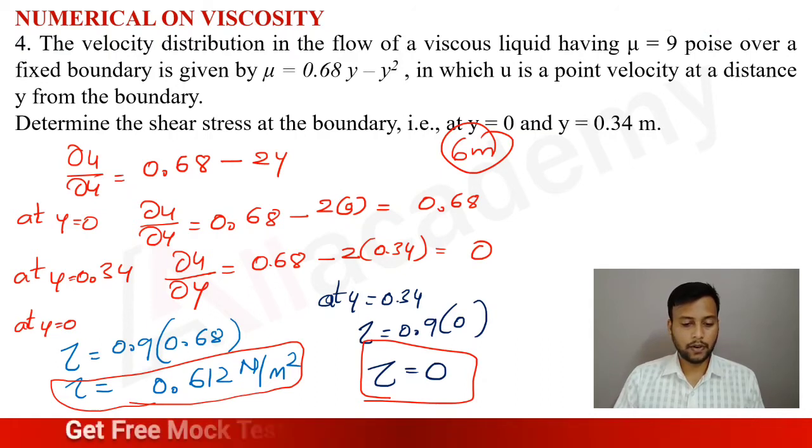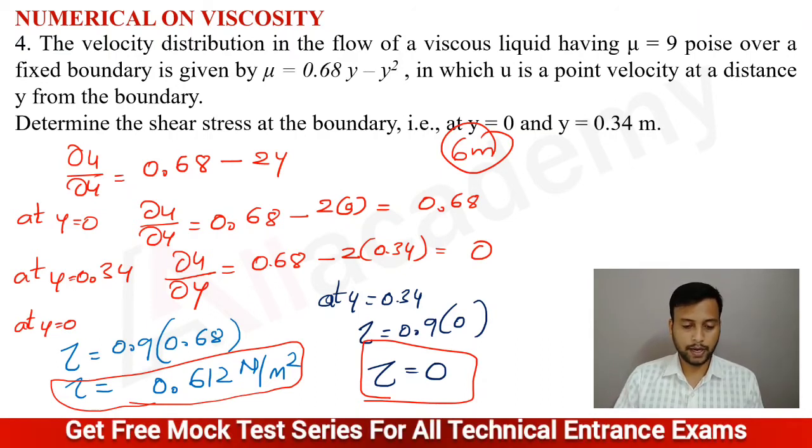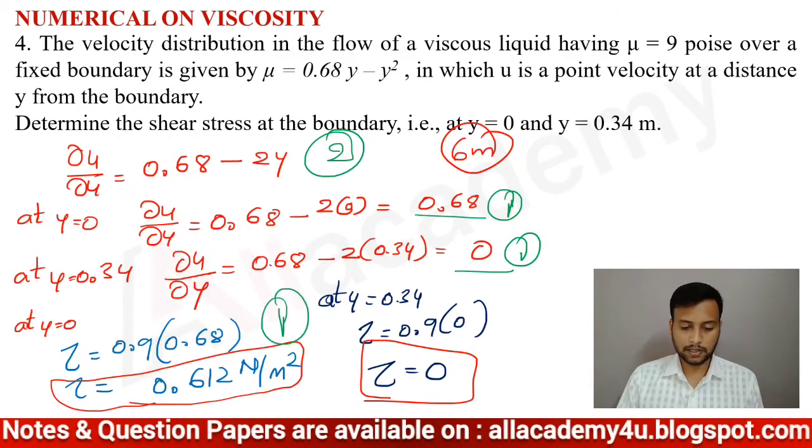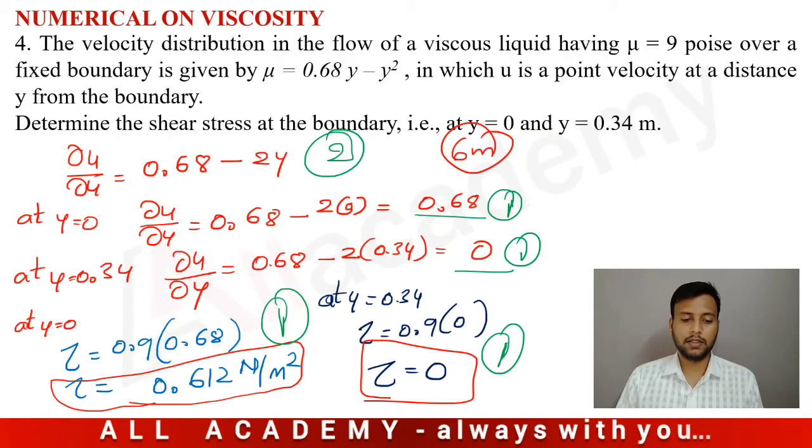And for identifying this du by dy, we'll get 2 marks. Then again substitution and identifying the values, so we get 1 mark here, 1 mark here, and final answer 1 mark. And for shear stress, identifying the shear stress at both the y values, we'll get 1 mark. This is how marks will be distributed.